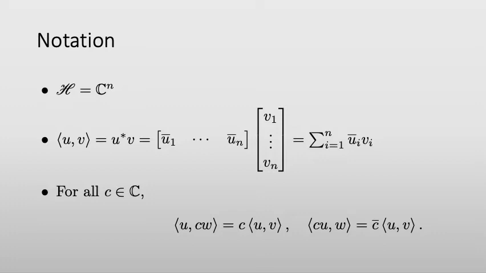In what follows, the space will always be finite-dimensional. The inner product is linear in the second variable and conjugate linear in the first variable. This is consistent with physicist notation. It is also convenient for several reasons that will become clear later.